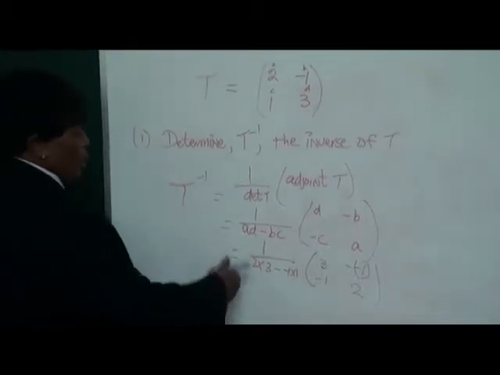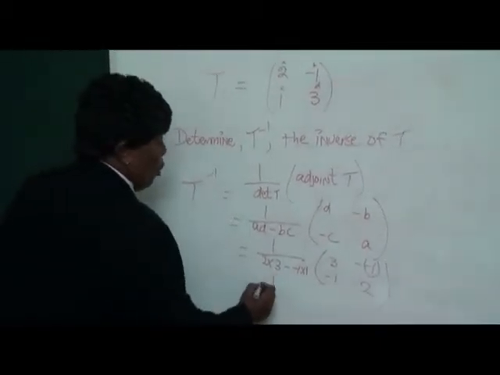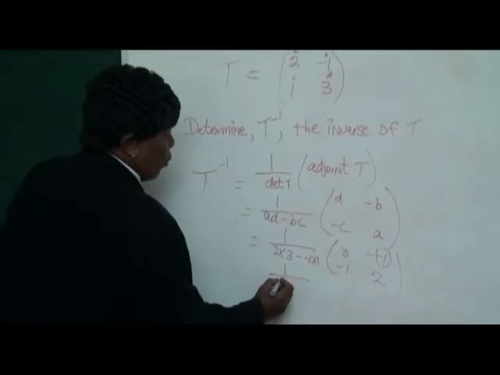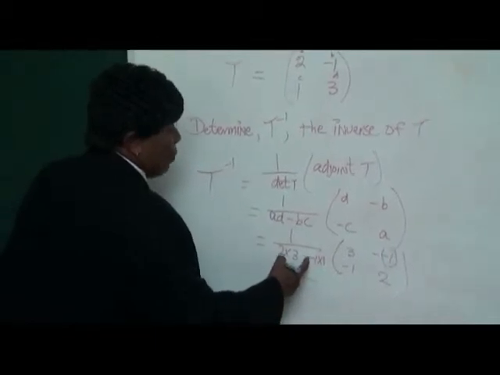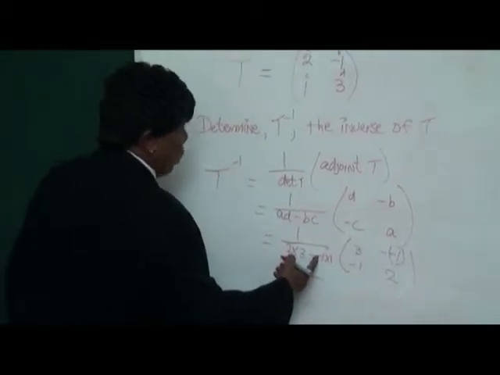So let's do our multiplication. It's now 1 over, and 2 3s are 6, and negative times a negative gives us a positive.